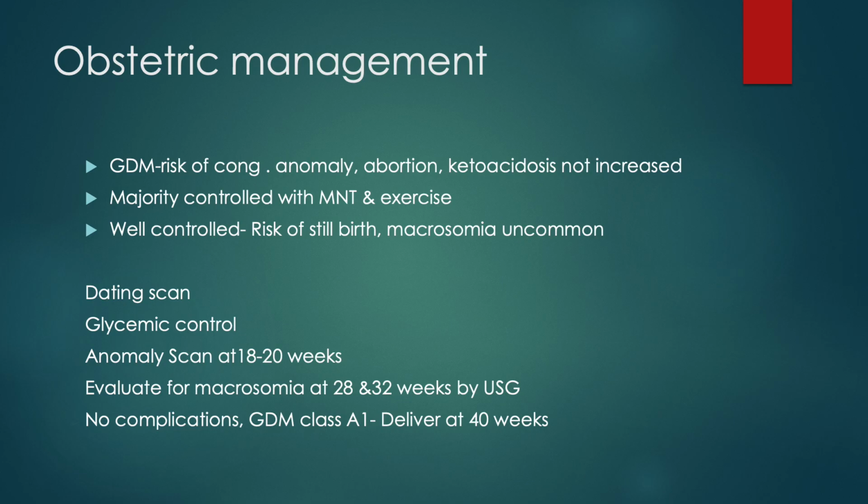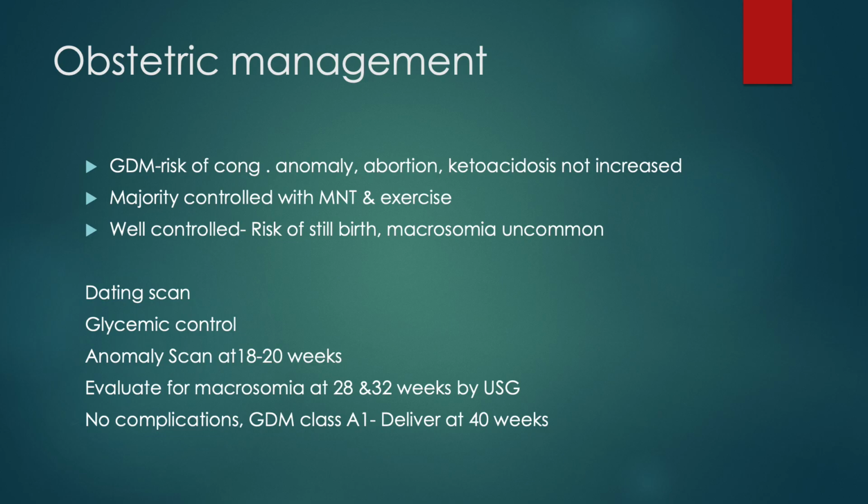Now we come to how to manage the pregnancy in a diabetic woman. I already said there are two types of diabetes. One is where the diabetes is present even before pregnancy, called PGDM, and the other is a woman who develops diabetes during pregnancy. We will deal with gestational diabetes first. In GDM, the risk of congenital anomaly, abortion, and ketoacidosis is not increased because most GDM is developed in the second and third trimester.